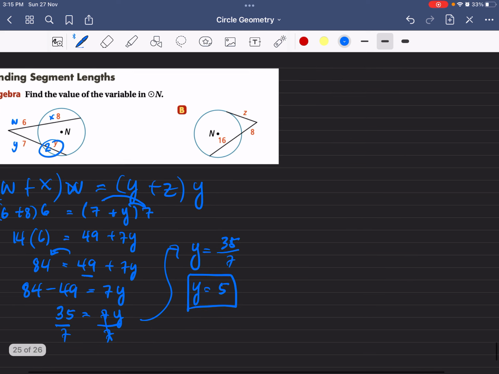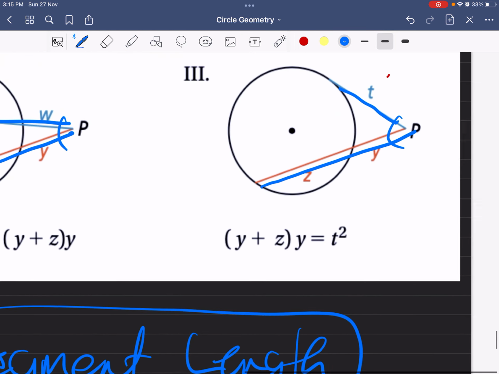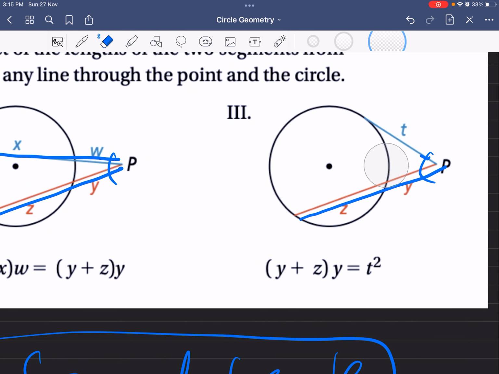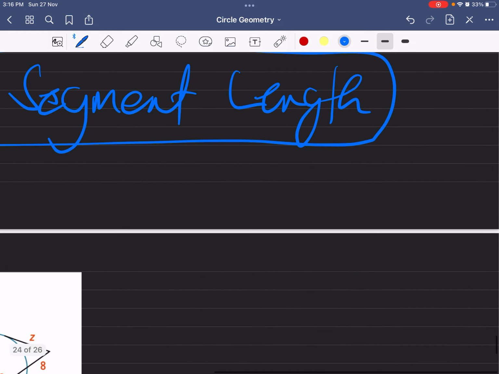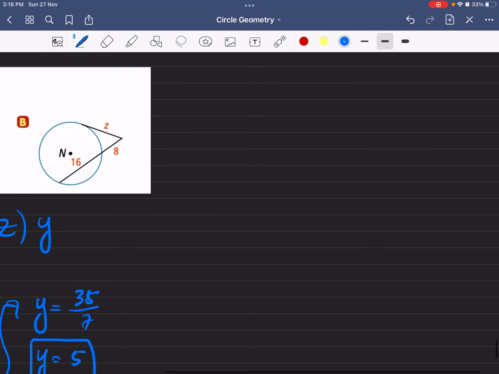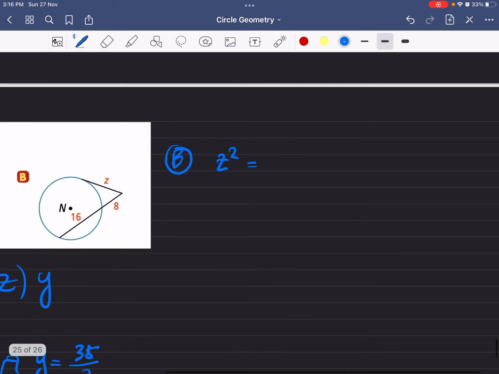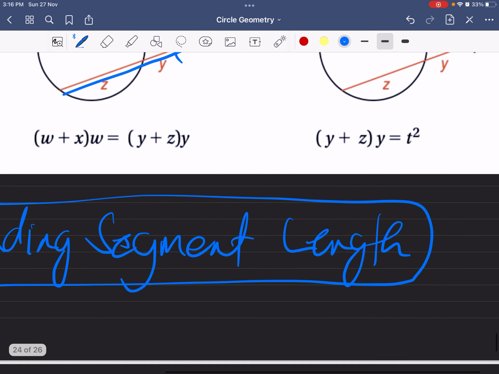The second situation, in letter B, is just like this situation in number 3. If you look at its equation, it's very simple, because this is the only one with a t square, or whatever variable you're going to use in there. So in letter B here, our formula is going to be z square is equal to, if you look back again, just like this one.